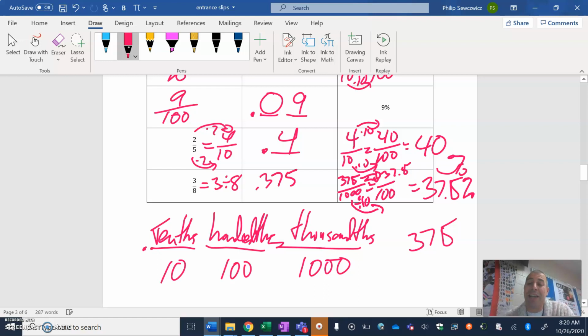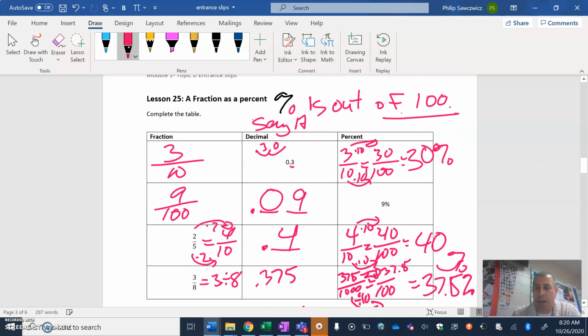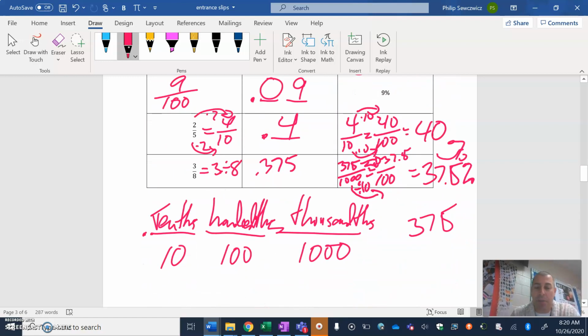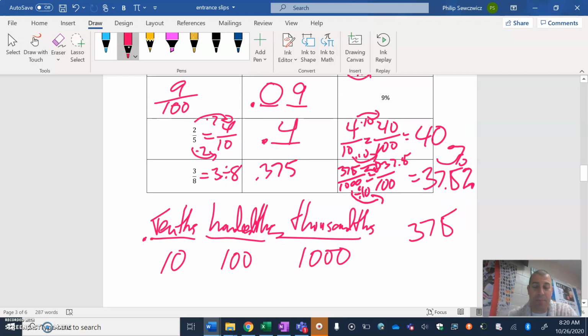So there are definitely a lot of ways of taking advantage of this. If you notice the patterns, make use of it. But pretty much, if you notice that percent's out of 100, and you know your place values of tens, hundreds, and thousands, you're set to go.